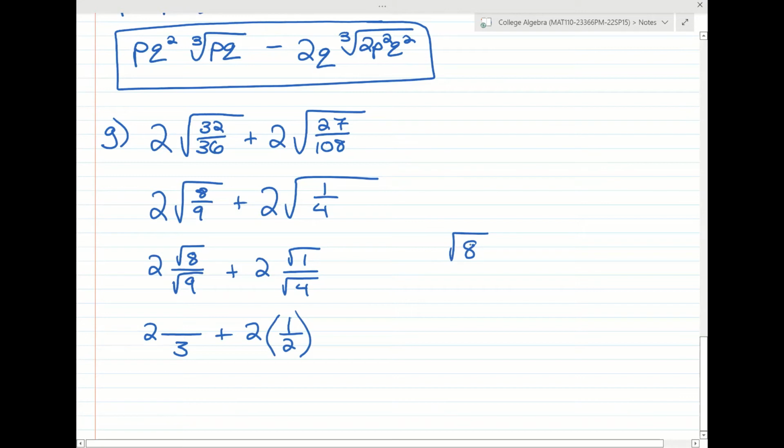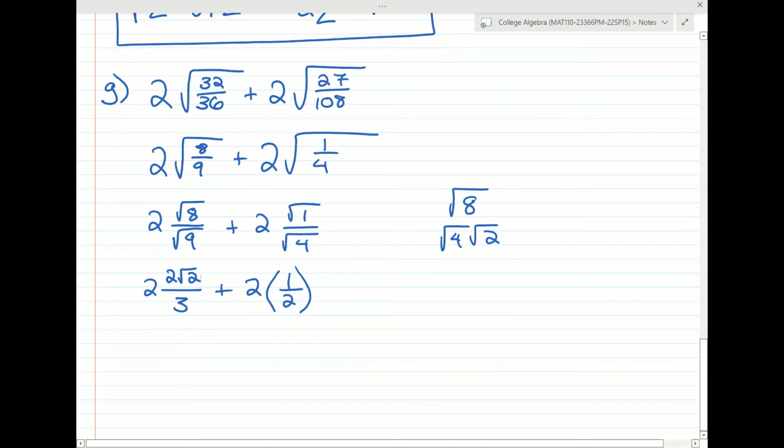We could do a prime factorization tree, or we could just say this is the square root of 4 times the square root of 2. Or just 2 root 2. As far as what the answer would be, we could do 2 over 1 times this is 4 root 2 over 3 plus 2 times 1/2 is just 1. That would be a fine answer for me.